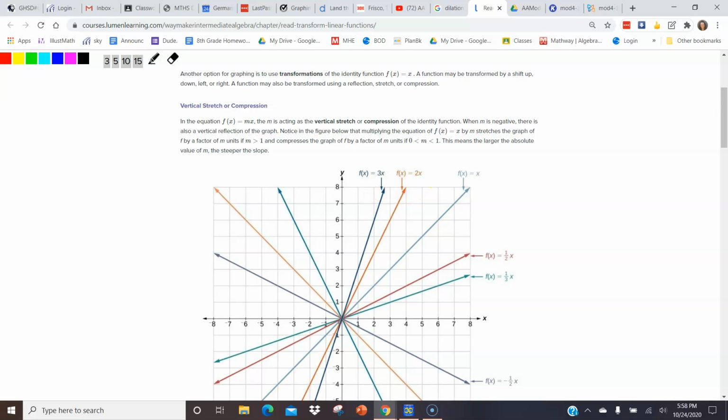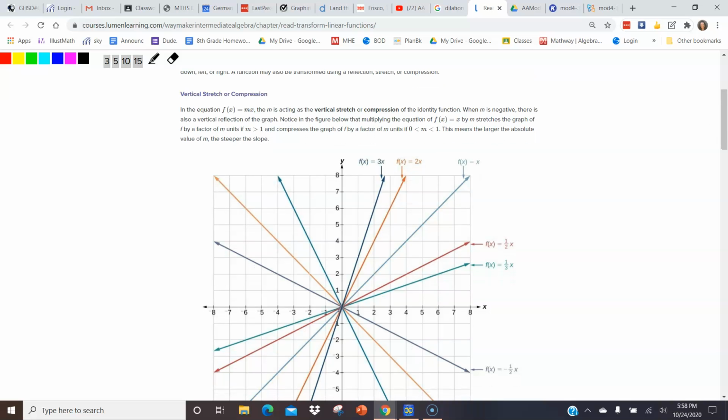When you're looking at a function, it's important to note how the function is written. If I have a function written, f of x equals the slope times x, the m is acting as a stretching mechanism. It's a vertical stretching mechanism to the original mama bear function.